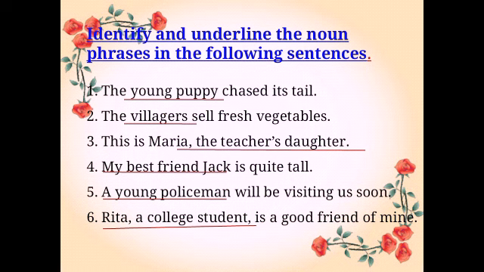This is Maria, the teacher's daughter. What is the noun phrase in this sentence? What is the verb there? Is. So you ask the question, who is this? You get the answer, Maria, the teacher's daughter. So that is the answer.